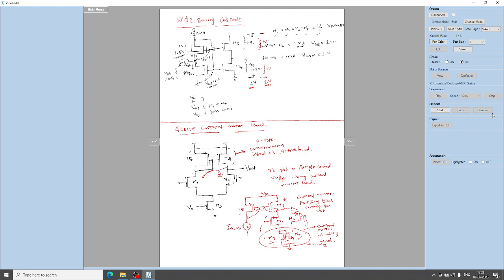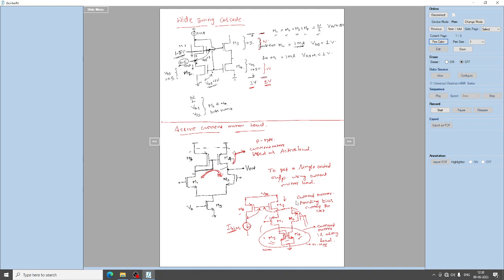Okay, so the small signal current which is flowing through M1 and M2, which I explained here, is biased externally through this bias current. Okay, so the difference between these two is that earlier it was the PMOS active current mirror load and here it is the NMOS active current mirror load. Okay, so this is about the active current mirror load, right?